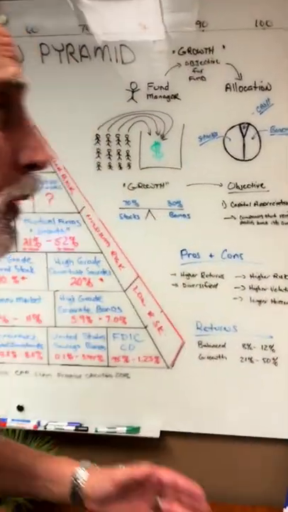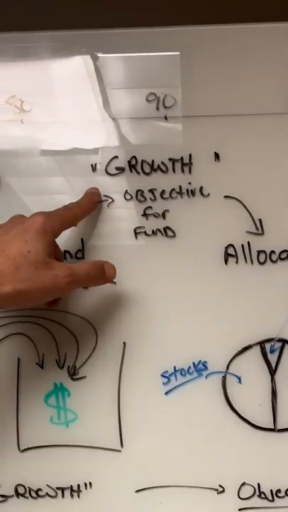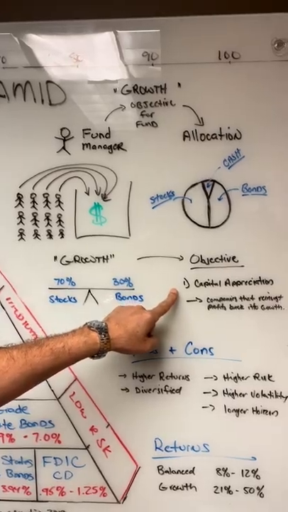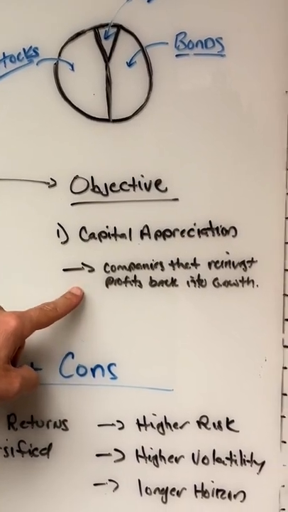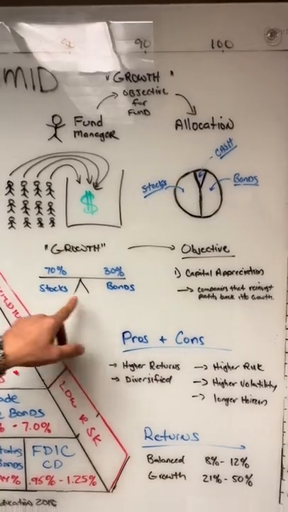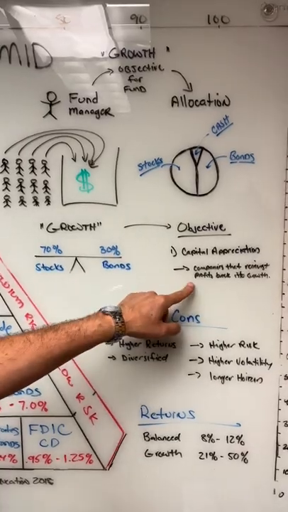So in the case of a growth mutual fund, that fund manager has a different objective for the fund, in this case growth. Growth means capital appreciation. That means companies are reinvesting their profits back into the growth of the company. A growth fund is going to have a higher allocation of stocks to bonds, and those stocks are going to be companies, again, set to growth.